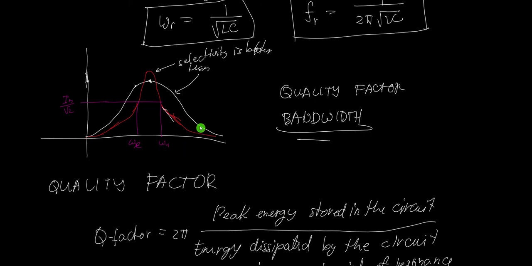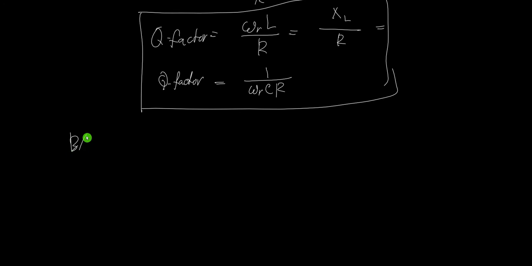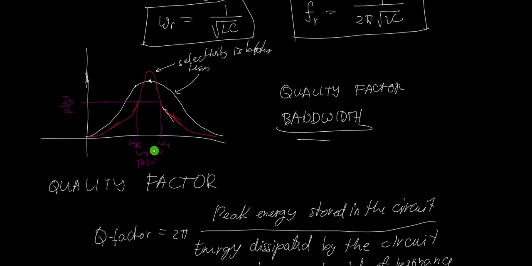The bandwidth is just the difference. This is the bandwidth, the difference between the two. This length is the bandwidth. So the formula for bandwidth, BW, is just equal to the upper omega minus the lower omega.